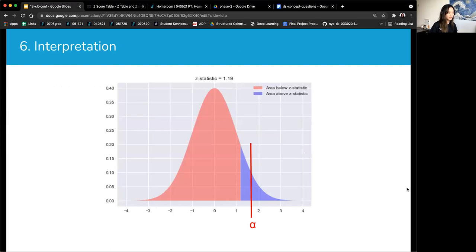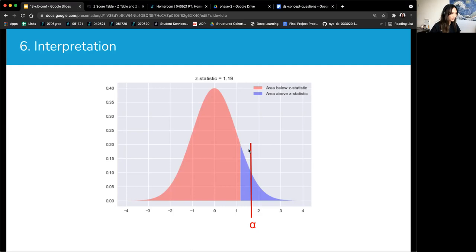Okay, so this is our standard normal distribution. We're centered at 0 with a standard deviation of 1. So if you remember, when you turn anything from a normal distribution to a standard normal distribution, it allows you to make comparisons.